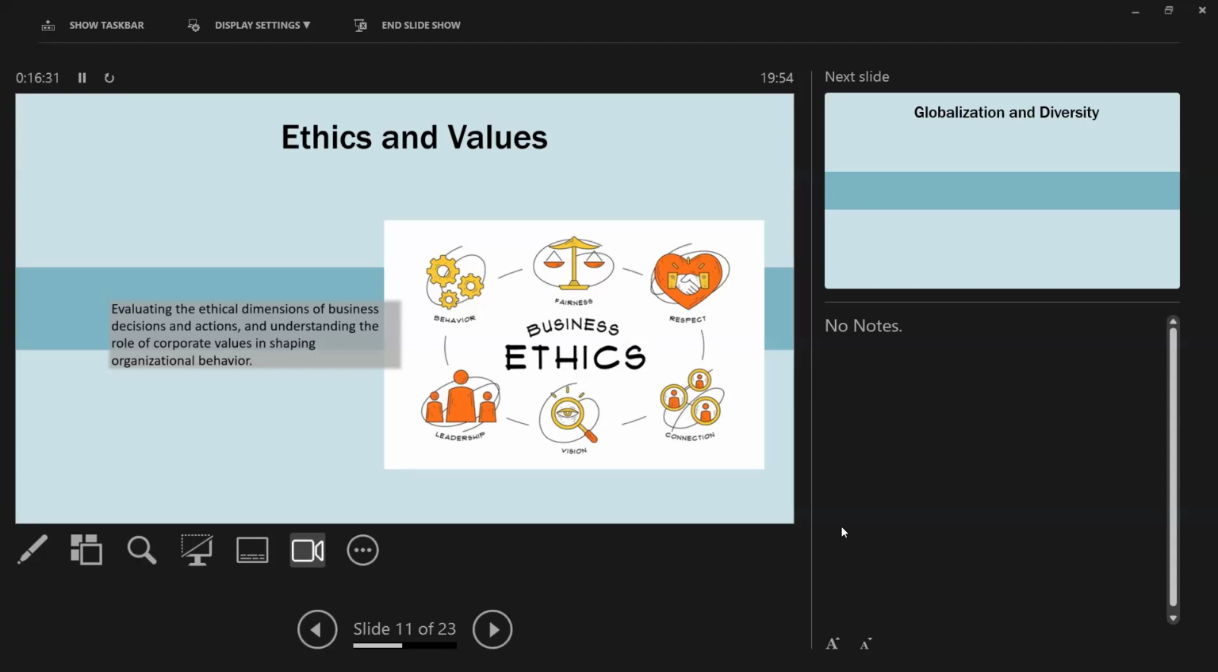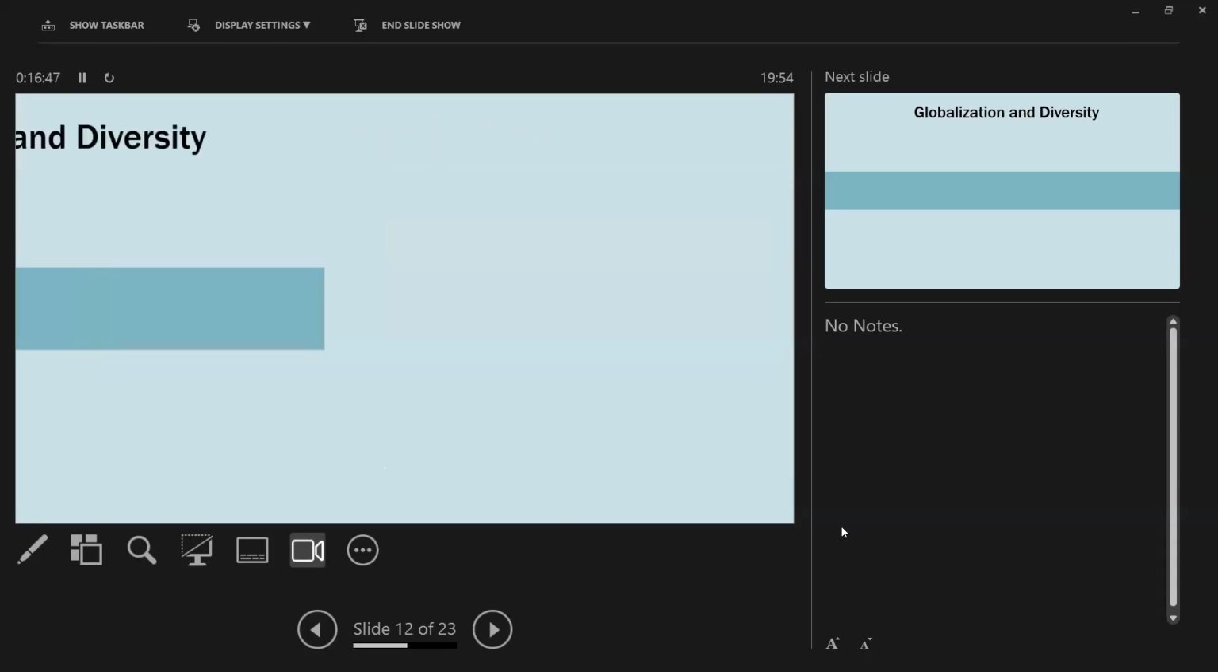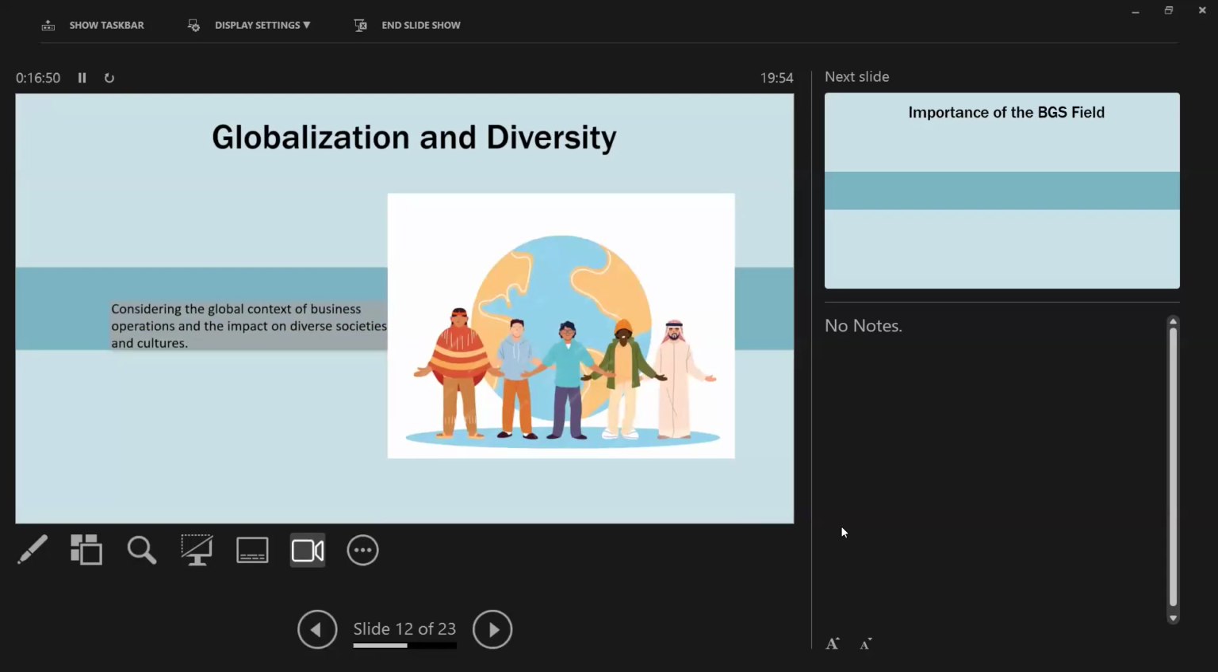So generally, when we're talking about ethics and values, the company must be able to evaluate the ethical dimensions of business decisions and actions, and it must understand the role of corporate values in shaping organizational behavior. So business ethics plays a very critical, important role in this module.